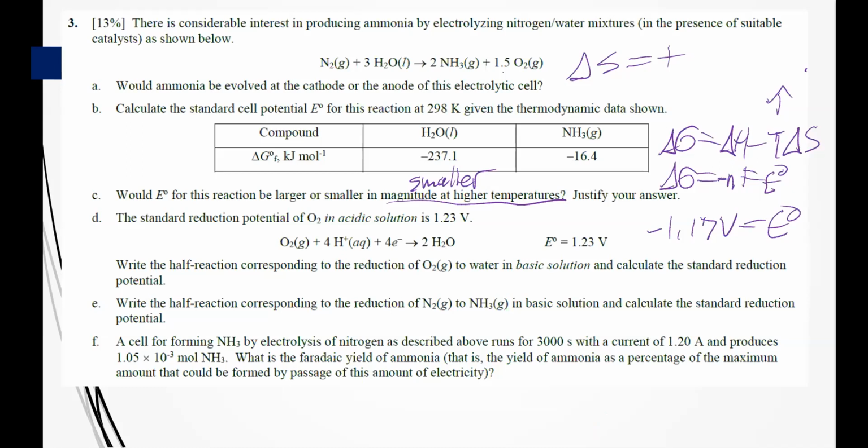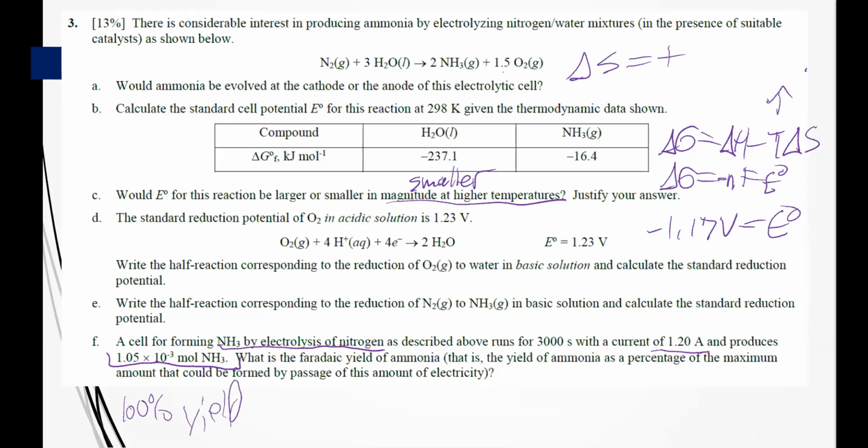So in either case, what they're trying to say in this one is that we're going to electrolyze ammonia into nitrogen, and we're going to run it for 3,000 seconds at a current of 1.2 amps. And we're going to produce this number of moles of NH3. Now they want us to look at our yield. So first, let's just figure out how much NH3 we expect it to make, at 100% yield.